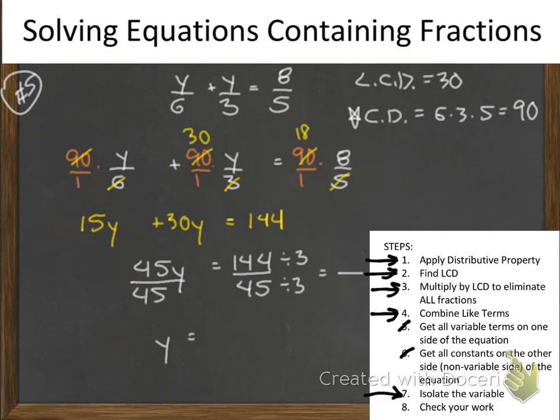So let's just try dividing the top and the bottom by 3 and see what happens. 144 divided by 3 is 48, and 45 divided by 3 is 15. You might notice that they still have something in common. They can still both get divided by 3. So 48 divided by 3 is 16, and 15 divided by 3 is 5. So our final answer is 16 over 5.